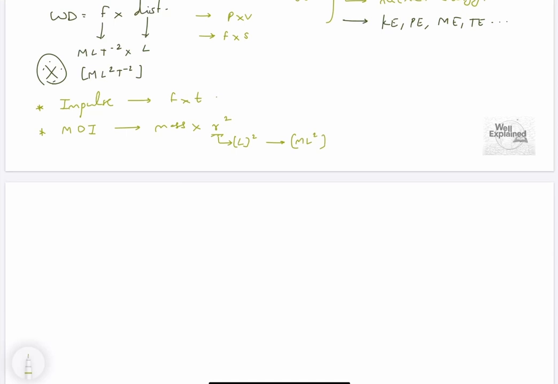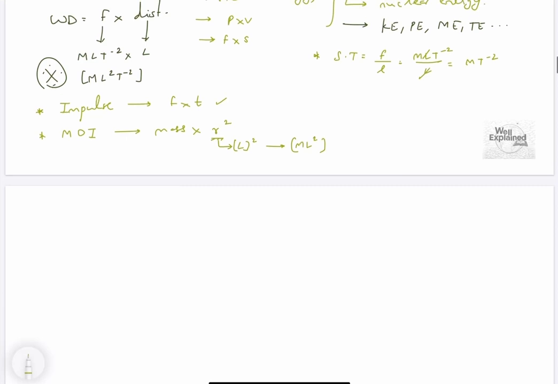So please do tell me what is impulse. How do you derive this? It's very, very simple, right? Similarly for surface tension, nothing but force by length, which is nothing but MLT power minus 2 divided by length. L can get cancelled here since they have the same power, MT power minus 2.